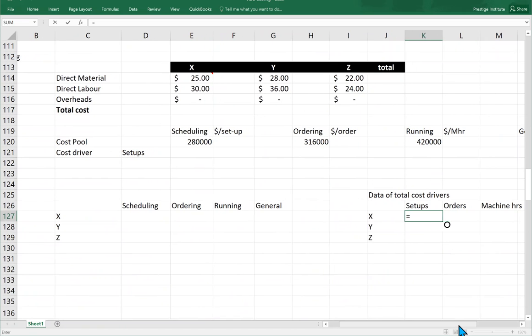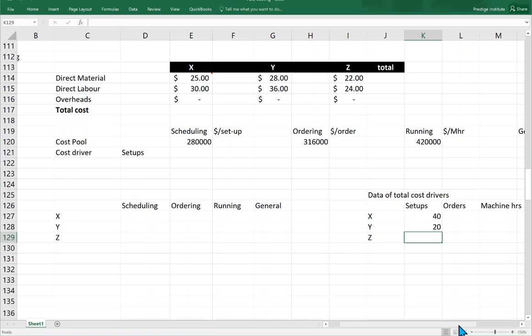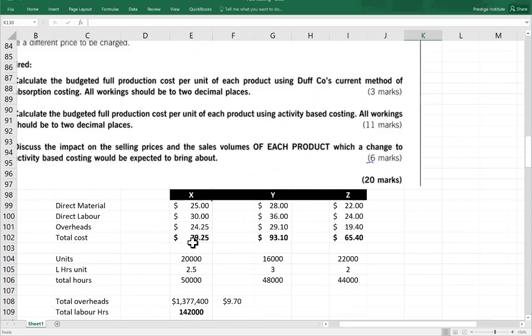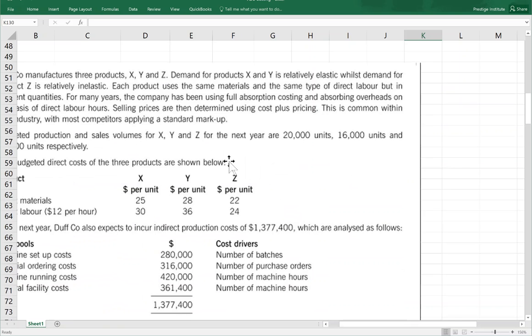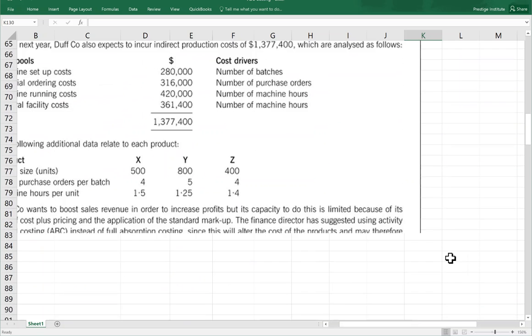So if we find how many batches there are, we will find how many setups we have for each of the units. For product X we have 20,000 units, and in each batch there are 500 units, so that would give us 40 setups. And we had 16,000 units here, and we had 800 units in each batch, so that will give us 20 setups. And we had 22,000 units here, and then we had 400 units, so we have 55 setups.